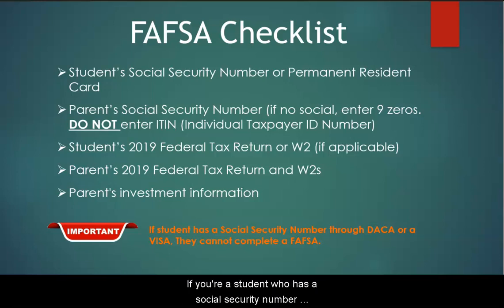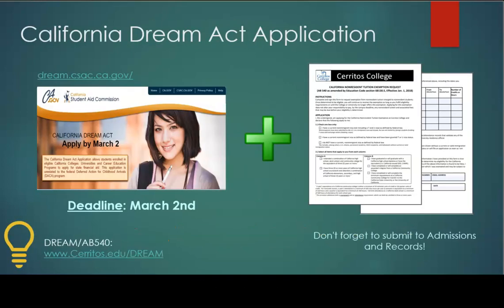If you're a student who has a social security number through DACA, or if you have a visa, you cannot complete the FAFSA application and you'll likely need to complete the DREAM Act application. The California DREAM Act application allows our undocumented students to apply for state financial aid where they are not typically eligible to apply for financial aid through the FAFSA. We have additional information on our website at cerritos.edu/dream for students to review more information about being AB 540 and undocumented at Cerritos College.